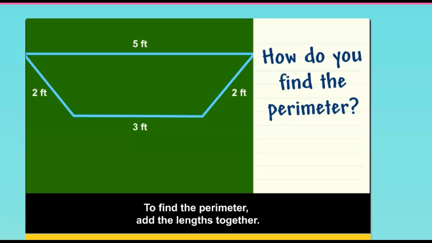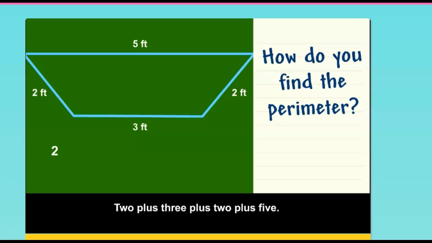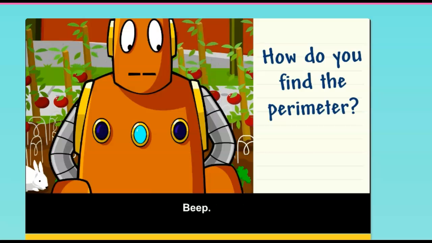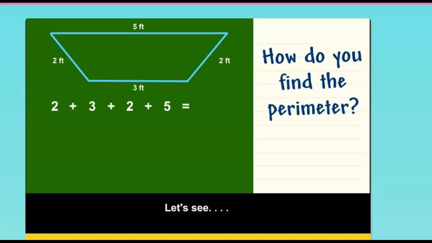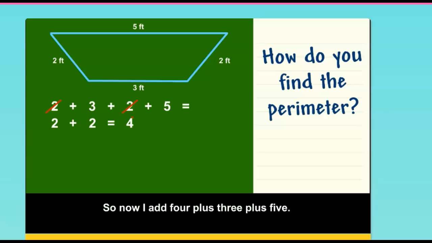To find the perimeter, add the lengths together. 2 plus 3 plus 2 plus 5. I know it's a long number sentence, so that's why I add the easier numbers first. Let's see. 2 plus 2 is equal to 4. So now I add 4 plus 3 plus 5.